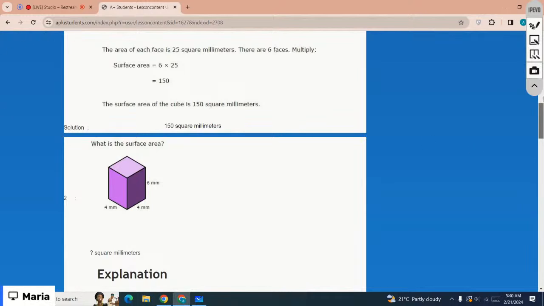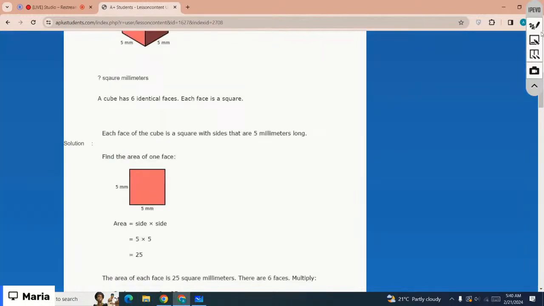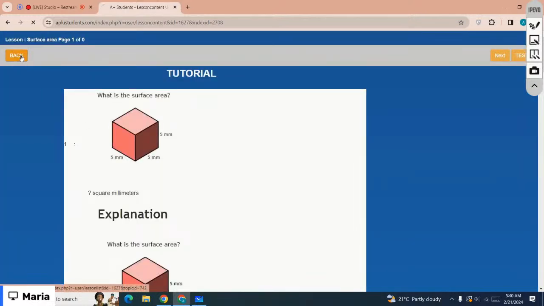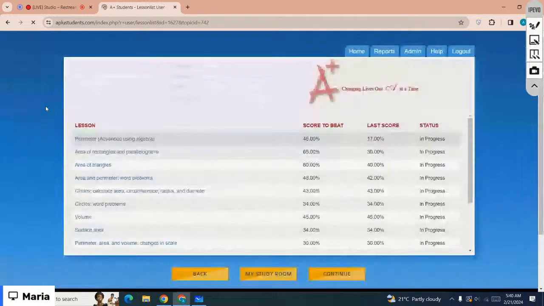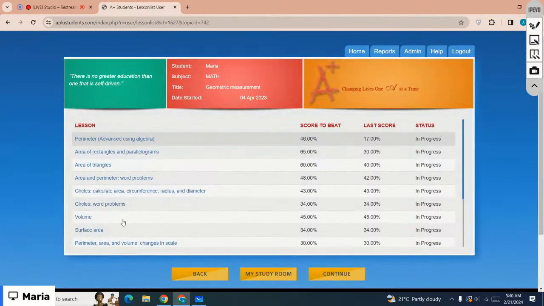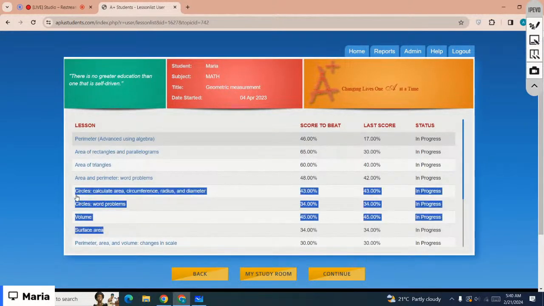Okay, you can complete the lesson by yourself later today. So we were working on grade 7 math. The lessons we have completed today are, okay, that's great. We started with the lesson on circles, that is circles, calculate area, circumference, radius, and diameter. Then the word problems you have to do on your own. Then we covered the volume, and the one we have just finished is surface area, right?